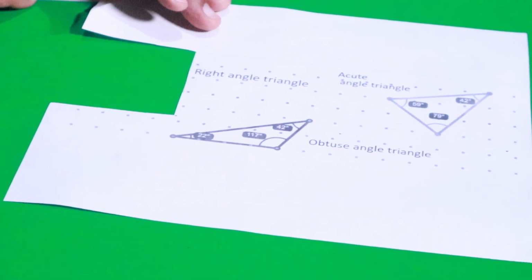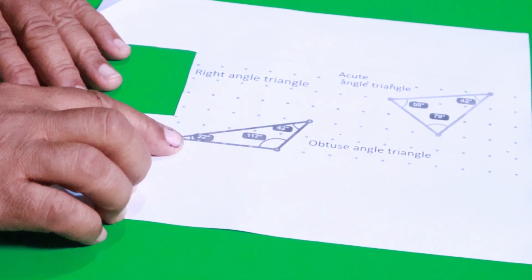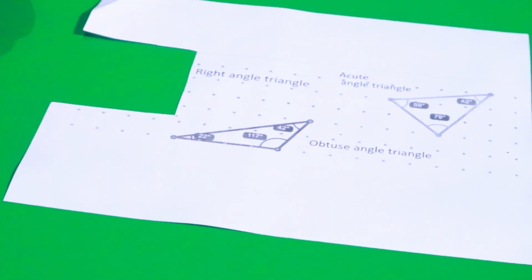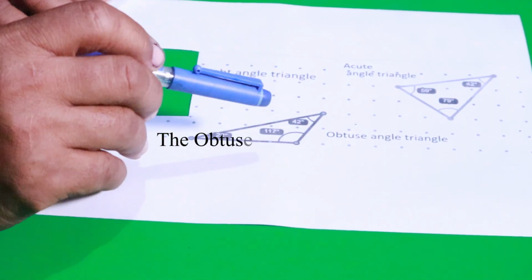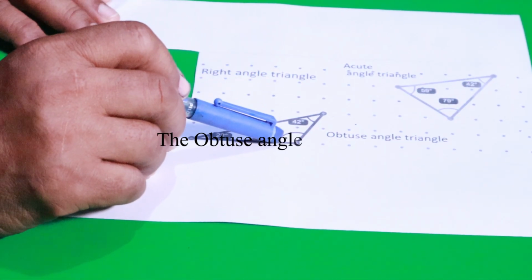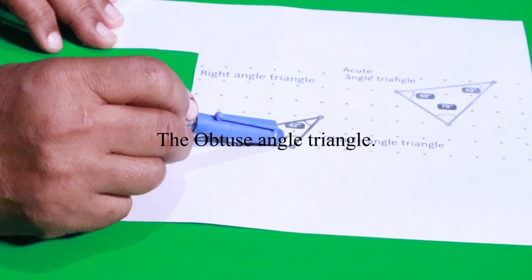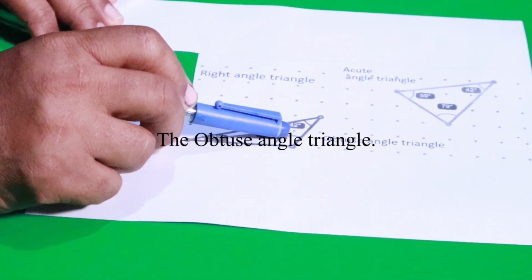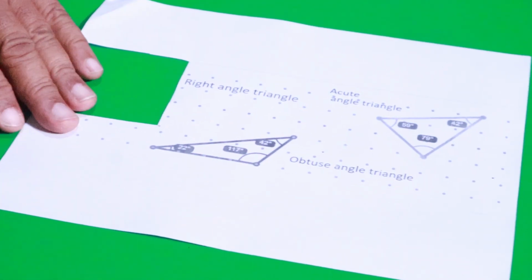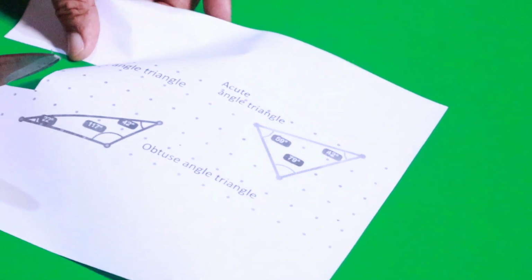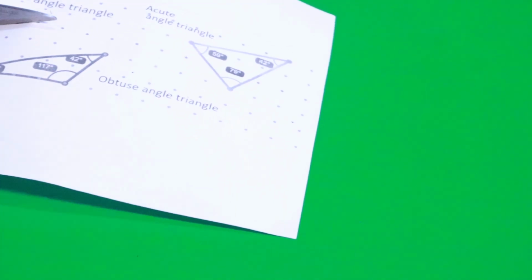Now we are going to identify another type of triangle. This one is called an obtuse angle triangle. It's called an obtuse angle triangle because one of the angles will measure more than 90 degrees. In this case, this angle here measures 117 degrees. Therefore, this triangle is an example of an obtuse angle triangle. So once again, I'm going to cut out the obtuse angle triangle.